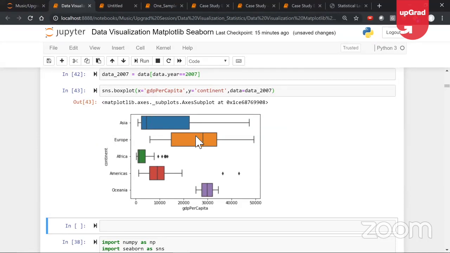So how do you interpret this? Question for all of you. How do you interpret this? Anybody would like to explain this to me? There are two aspects of interpreting a box plot. So what are the two ways of interpreting a box plot? Who will tell me?